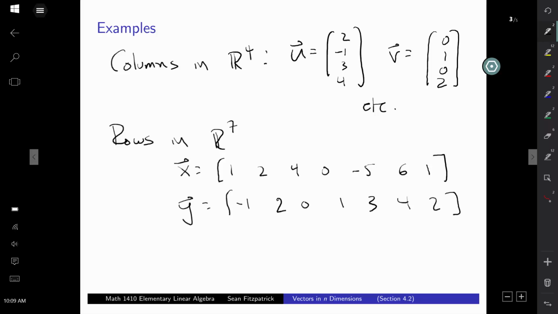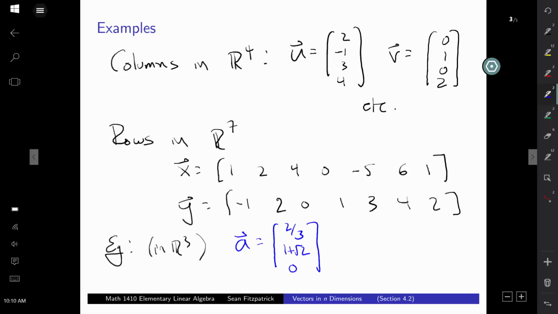Right? There's nothing all that tricky here. It's simply a matter of either you take a bunch of numbers and write them as rows, or you write them as columns, whichever way you want to do it. One more example. Let's say these are going to be in R3, right? 3 numbers. We'll do columns. We might do something like, let's say, a is going to be, they don't have to be integer entries, 2/3, 1 plus the square root of 2, 0. That's a perfectly good 3-dimensional vector.